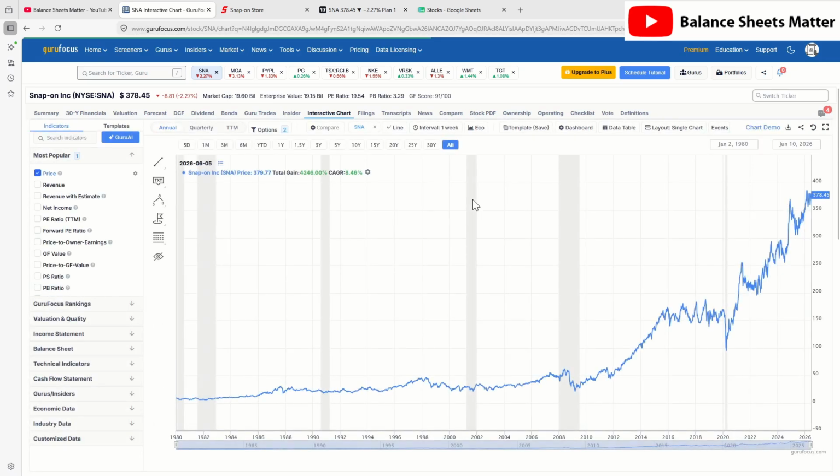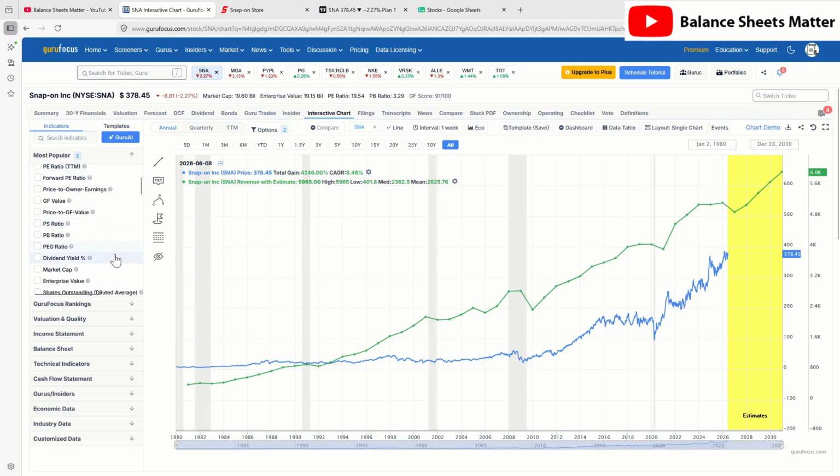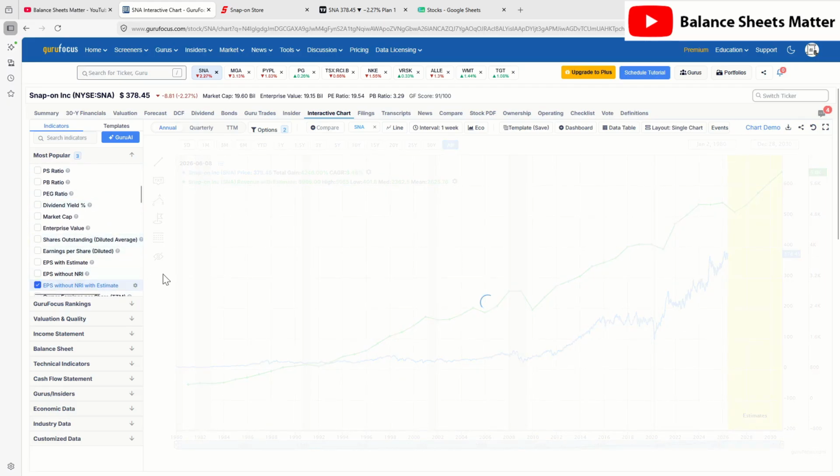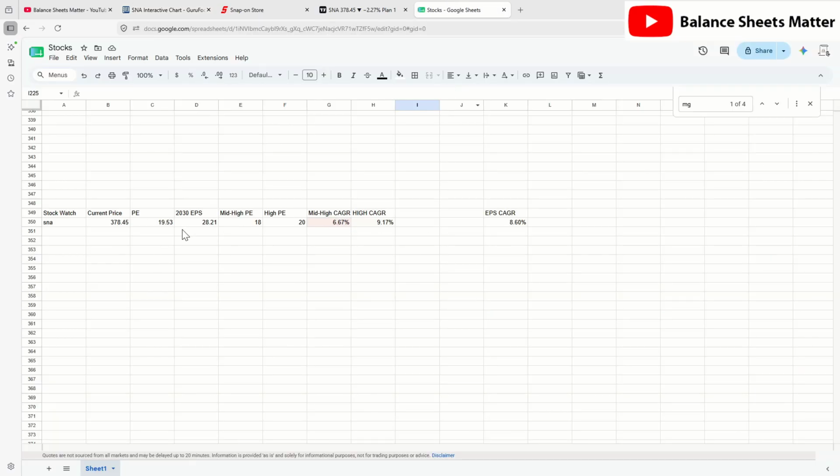So, the typical type of analysis I do is very good for this type of stock, I should say. Let's bring up the revenue with estimate. Let's bring up the EPS with estimate. And we can see what the expectations are. It is expected to have continuous growth in the future, kind of in line with what they've done in the past. And I will just bring up this here. This is my earnings discounted cash flow calculator, not a discounted cash flow calculator, but a discounted earnings calculator.